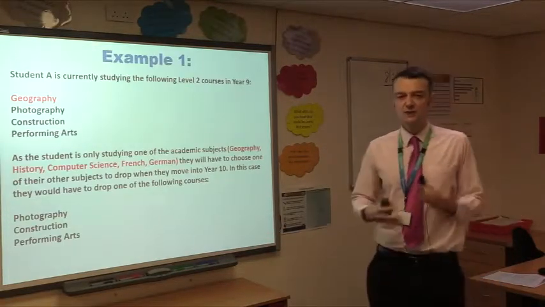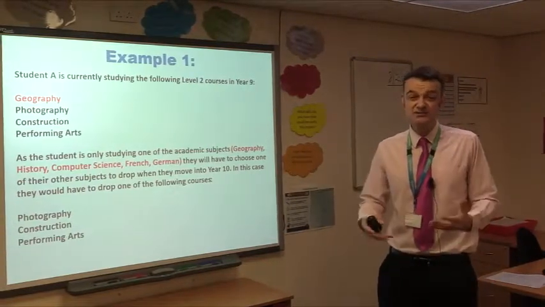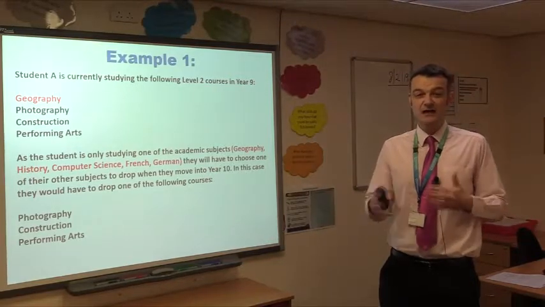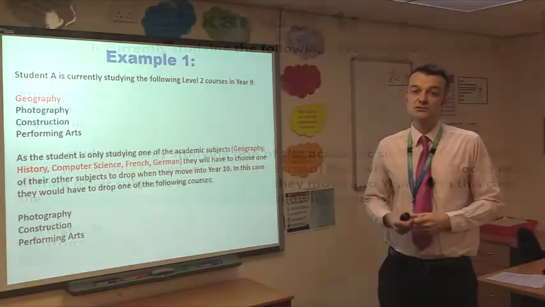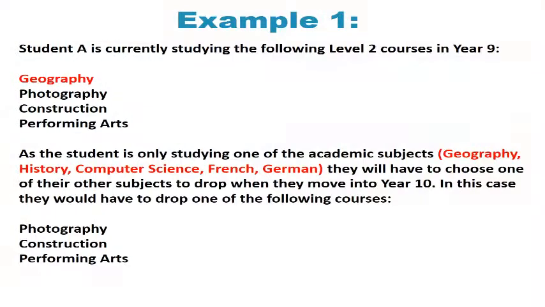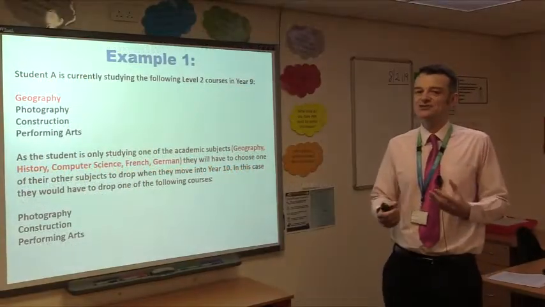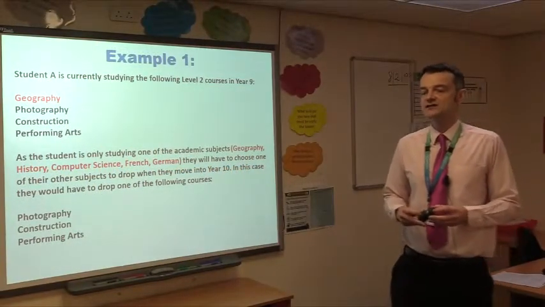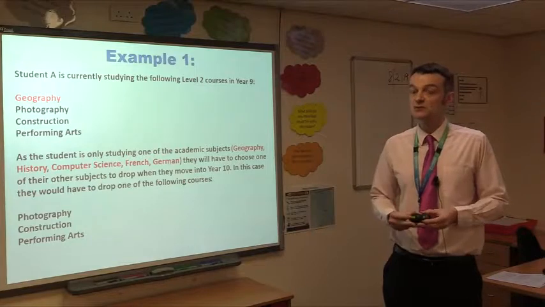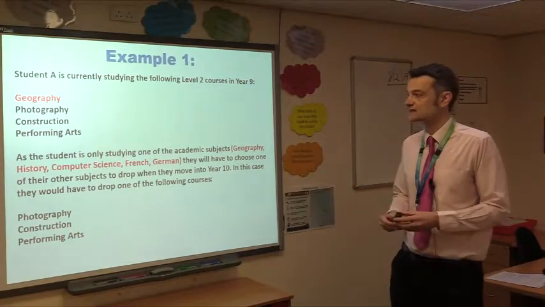So I'm just going to go through a few examples just to give you a better idea about how it might affect your son or daughter. So we've got example 1 here. Now this student is currently studying in their options geography, photography, construction and performing arts. Now you'll notice I've highlighted geography in red because that is one of those academic subjects that the government are saying that students must be studying one of those subjects.